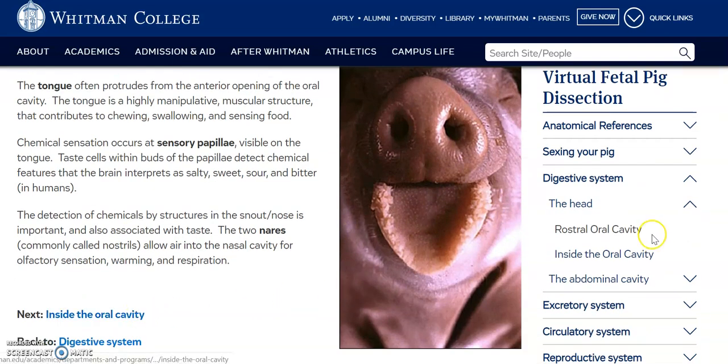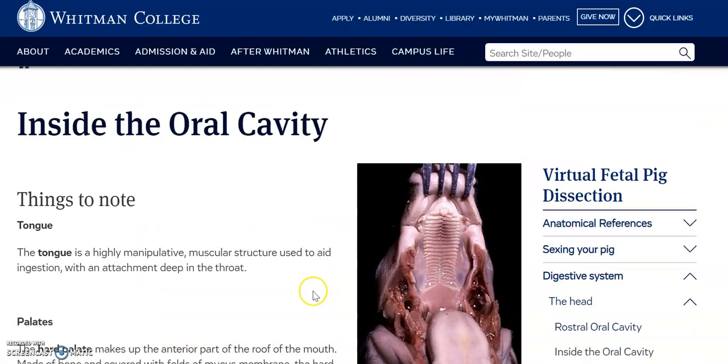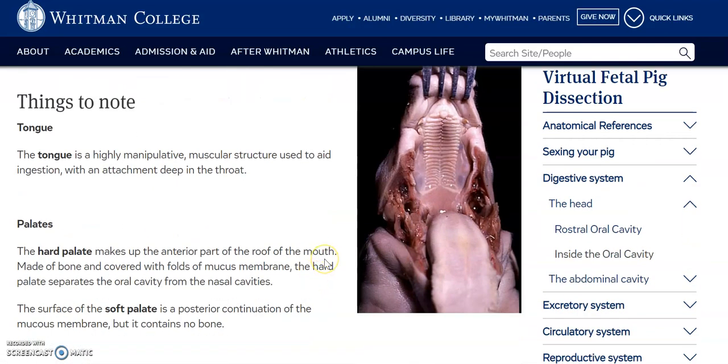So now we're going to go inside your mouth. Inside the oral cavity, this is a picture of the jaw open as much as it possibly can be. Like I said before, the tongue helps move the food around, and eventually it's what helps push the food back so that you can swallow it.